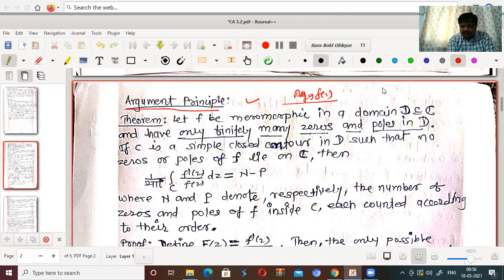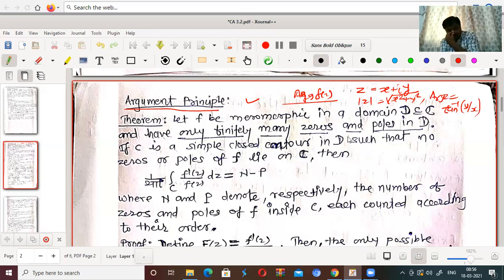If z equals x plus iy, then we know that the modulus of z is equal to the square root of x square plus y square, and the argument of z equals tan inverse of y by x. So the argument of z is the angle theta.